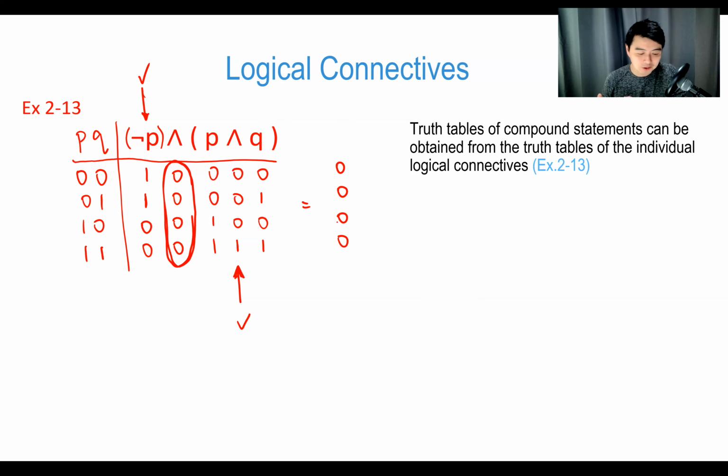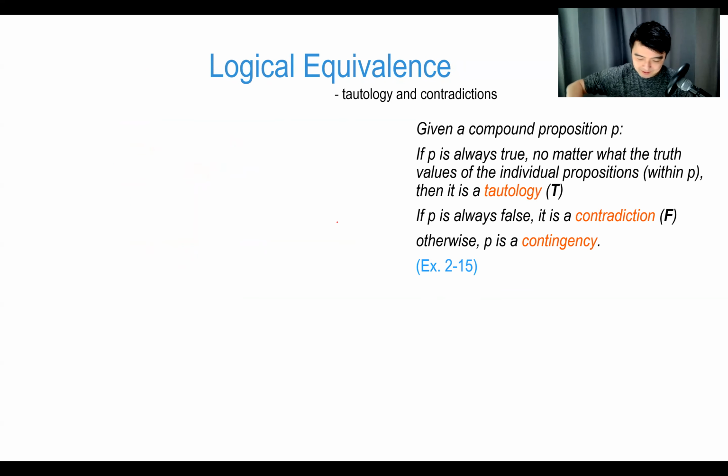This can never be a true statement. And that's what's indicated here. In every single case, whatever P and Q are, it comes out to be zero. It comes out to be false. Okay. In fact, if we go one slide ahead, this is what we call a contradiction. So this statement that we just encountered is called a contradiction.